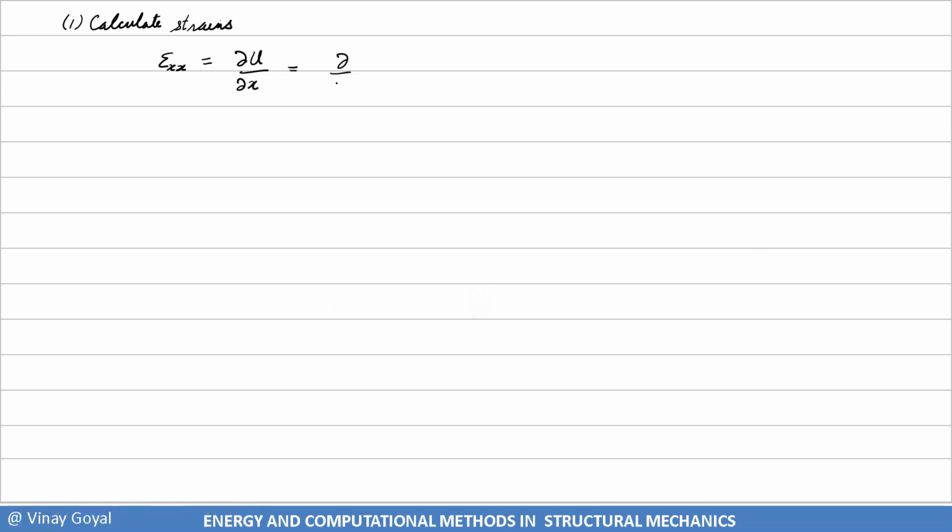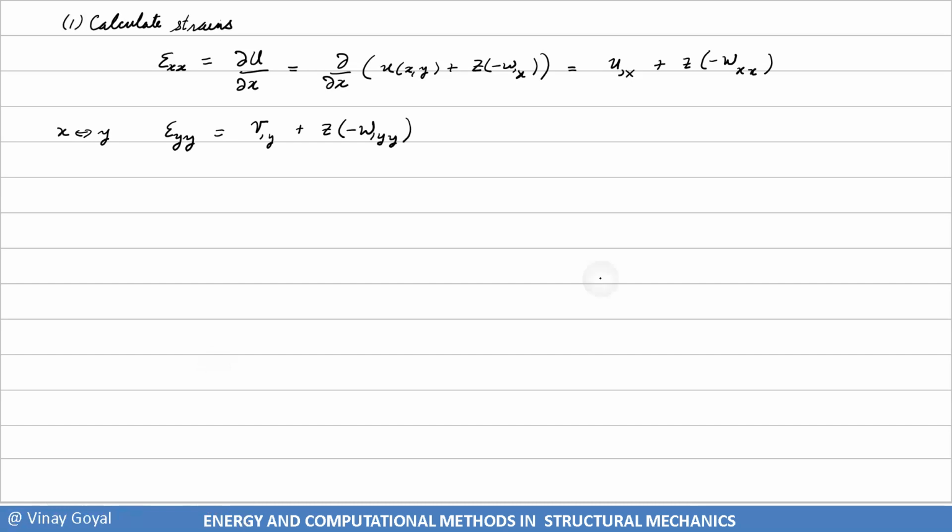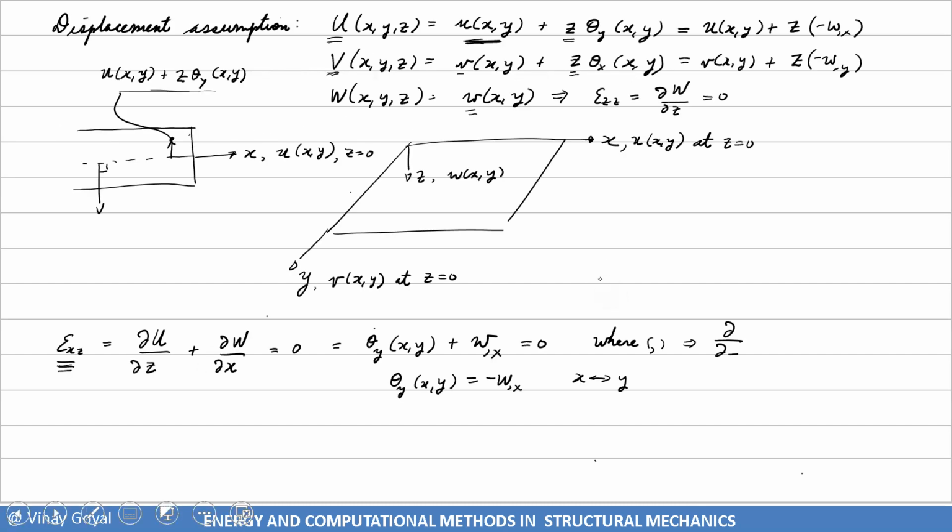And the partial of u with respect to x, like that. And so now I'm going to use a trick of switch x and y to again get epsilon yy equals v comma y plus z minus w comma yy. You can see here very clearly that there's only three variables that are unknown in this theory. This one, and w. Those are the only unknowns. So I should have three equilibrium equations when everything is done. And hopefully that is clear.